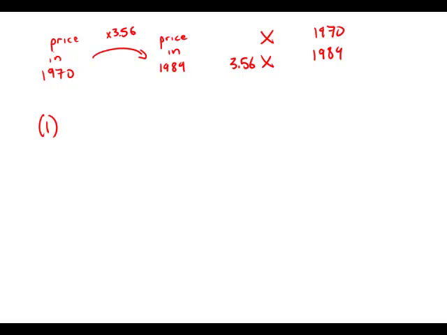So statement number 1 tells us the price of the mixer was $102.40 more in 1989 than in 1970. So if we take the price in 1989 and subtract the price in 1970, we get $102.40. Well, this is an equation for x that we could solve very easily. Now, of course, we're not going to actually do that solution because this is data sufficiency. It's enough to know that we could solve the equation. So because we could solve the equation, this statement by itself is sufficient.